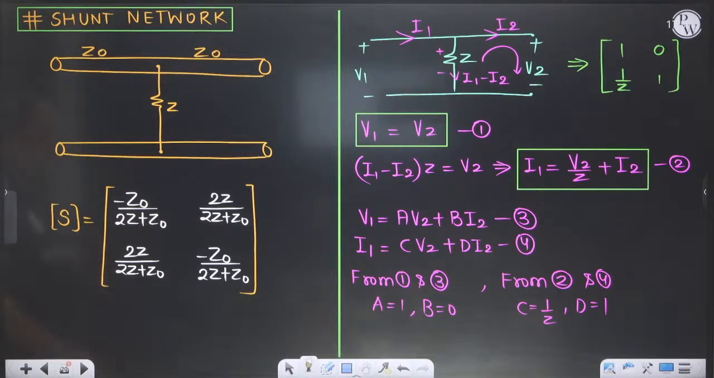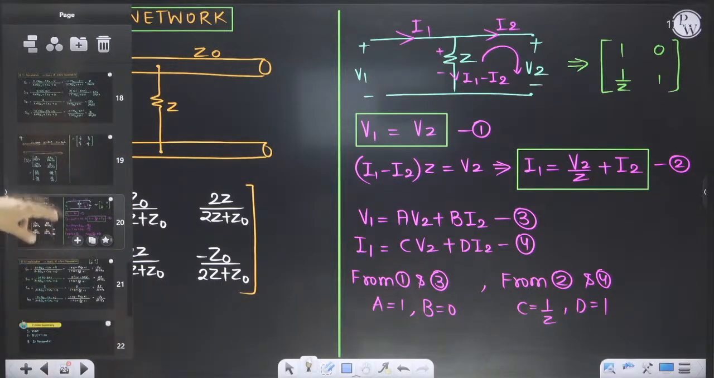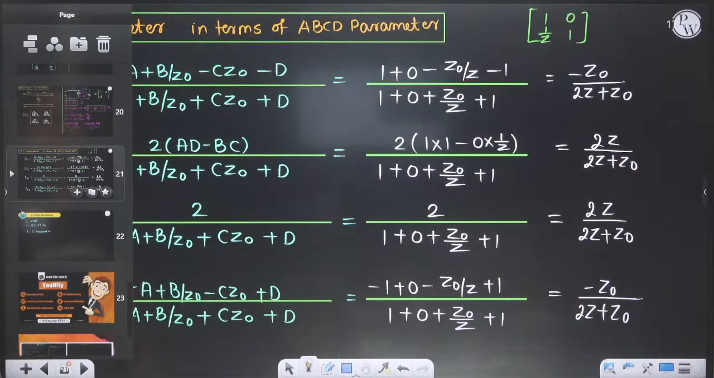So for the series network, you have got the S matrix. For the shunt network, you have got the S matrix. So you just have to make a summary and write down the S parameter in 2-3 pages. You will get everything. So this is the S matrix in terms of the S parameter.